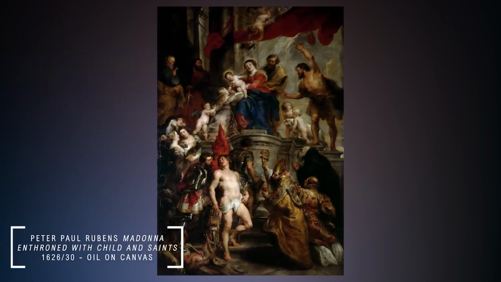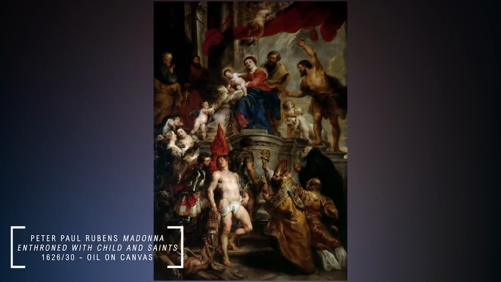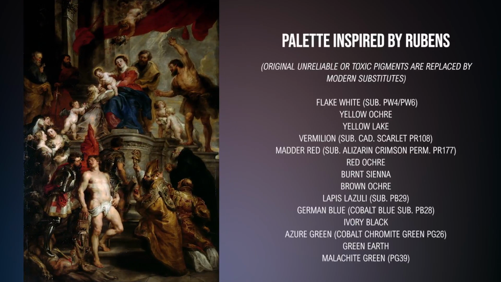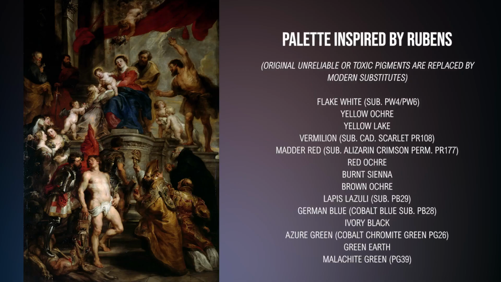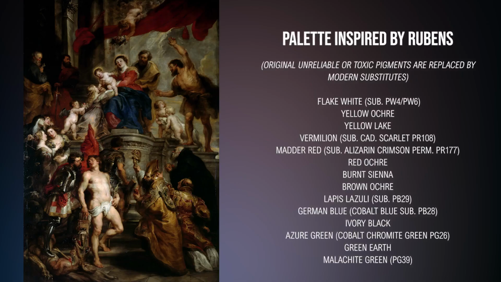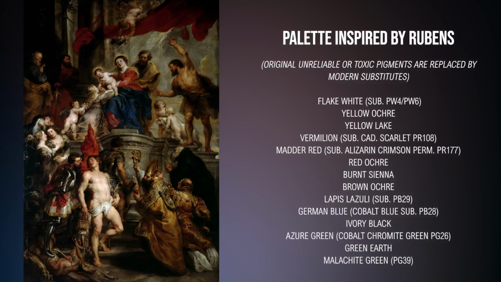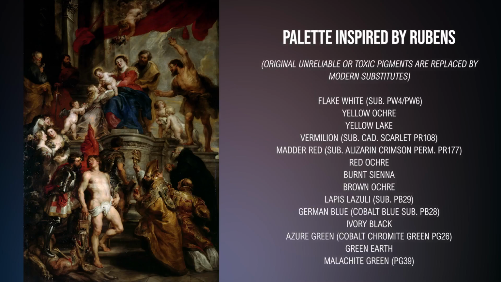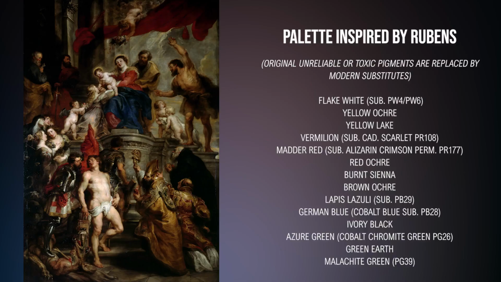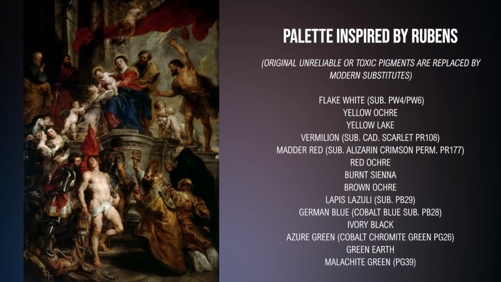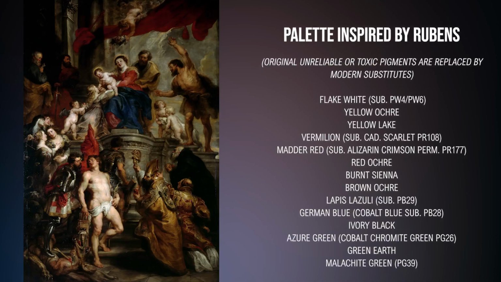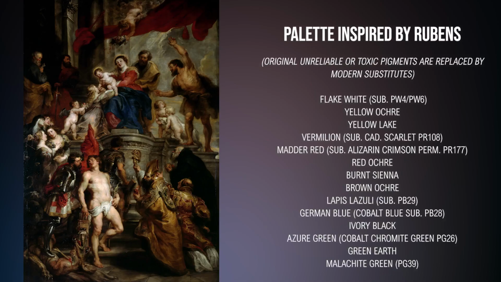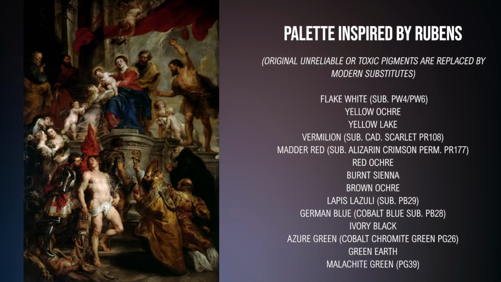For a palette inspired by Rubens, you can use flake white hue, yellow ochre, yellow lake, vermilion hue, madder red hue, red ochre, burnt sienna, brown ochre, natural ultramarine blue, German blue, which is cobalt blue, you can use PB28, ivory black, azure green, which is cobalt chromite green, PG26, green earth, and malachite green, which is PG39.